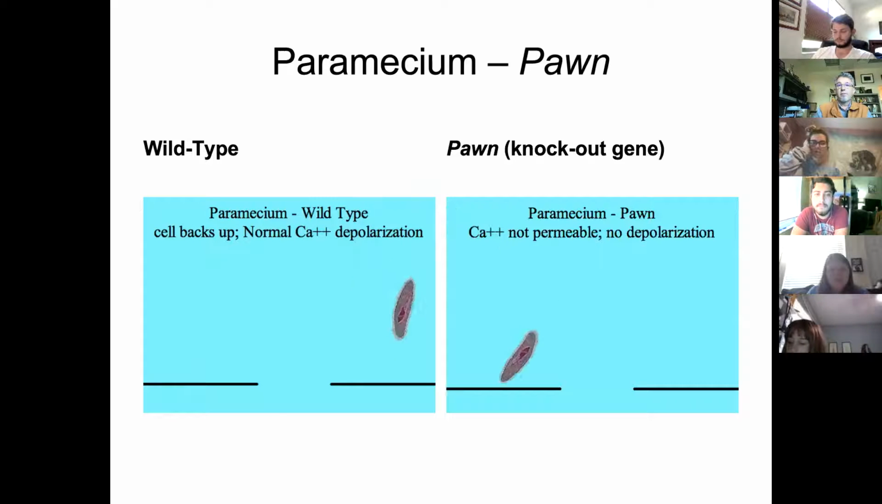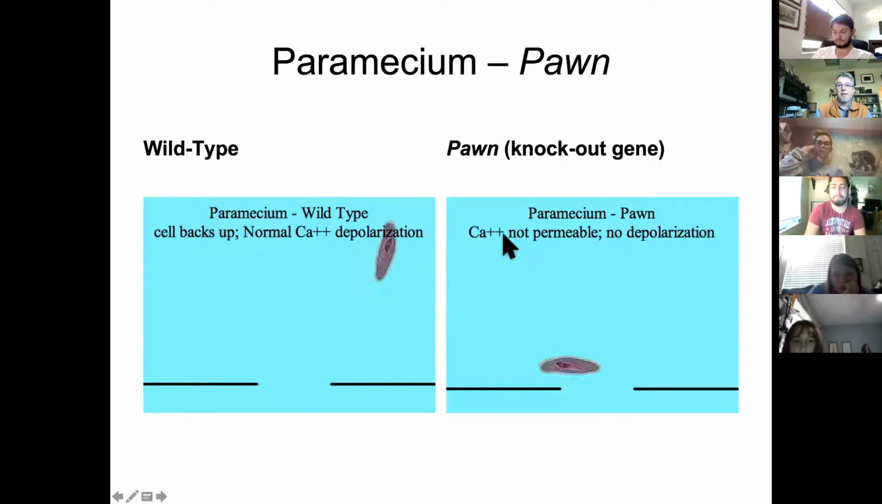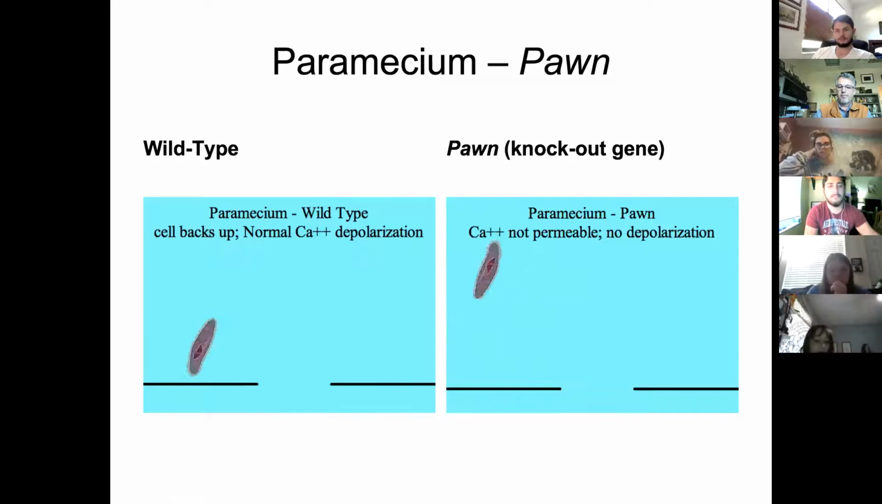And by contrast, this is PON. When PON is knocked out, the calcium is not permeable, there's no depolarization, and these animals are consumed at much higher rates. Questions? Even though, of course, use of the word animal is probably inappropriate. These protists are consumed at much higher rates.